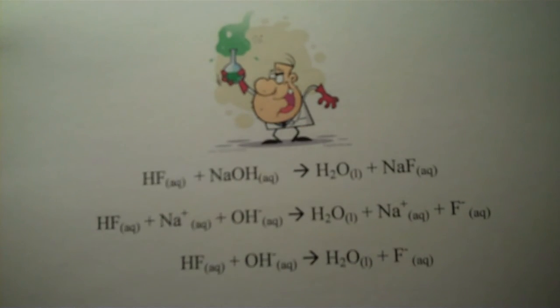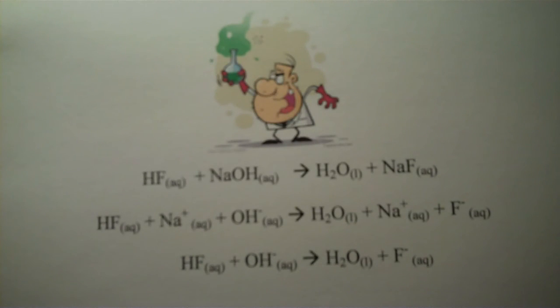In the last example, we have a strong base, NaOH, reacting with a weak acid, HF, which forms water and the conjugate base of the weak acid. The NaOH is a strong base, so it dissociates to form Na+ and OH-. NaF is soluble in water, so it dissociates into Na+ and F-.